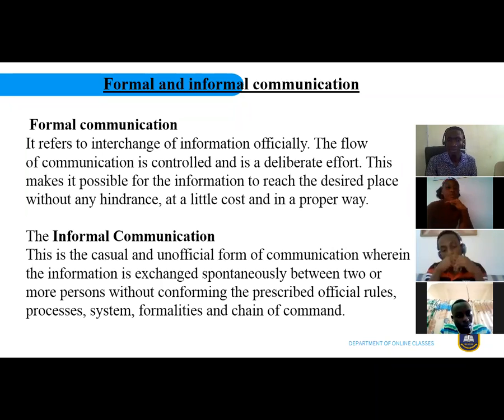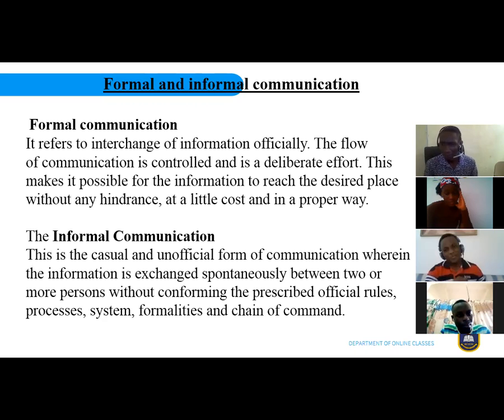So we have something called formal communication and informal communication. Now, let's go to the first one. Formal communication is defined as the interchange of information officially. In other words, when we exchange information where we are governed by rules and regulations, that is called formal communication.